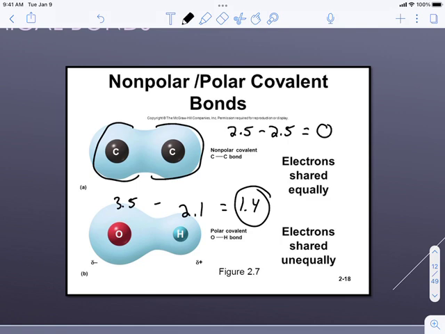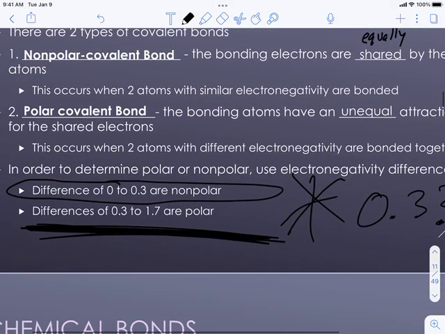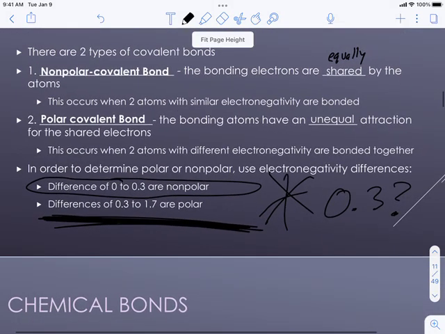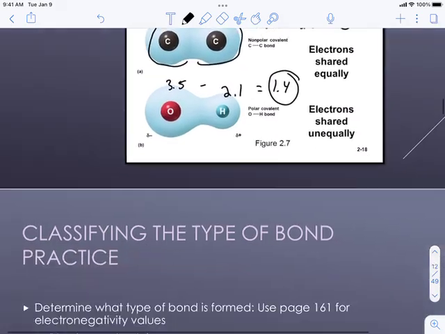If you subtract, do 2.1 minus 3.5, you get a negative 1.4. Just make it positive, okay? Just take the absolute value of that. It will always be positive. Notice there's no ranges for negative here, so it doesn't matter the order, just make it positive.